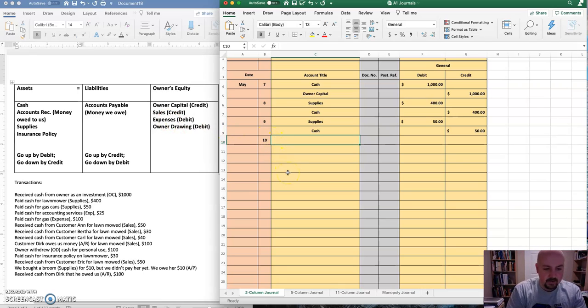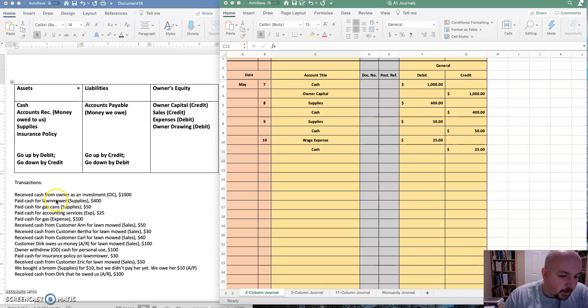So I'm going to put in here basically paying you a wage for your work or salary. Put in wage expense here. And your cost is $25. And cash goes down by $25. Simple as that. So we have done 1, 2, 3, 4 transactions using this 2-column journal. In the next video, we're just going to run through the rest of these transactions here, and we'll see how this plays out from start to finish. All right, go watch the next video when you're ready.